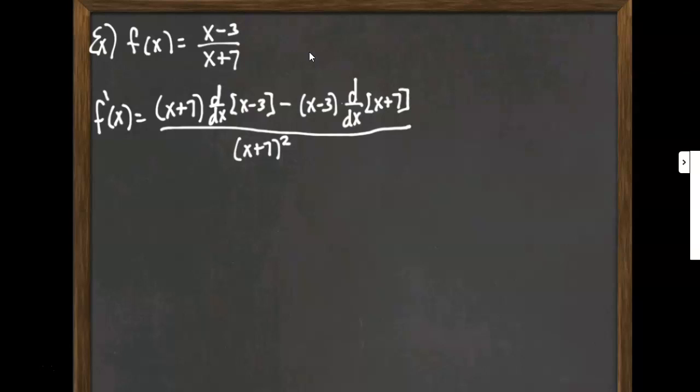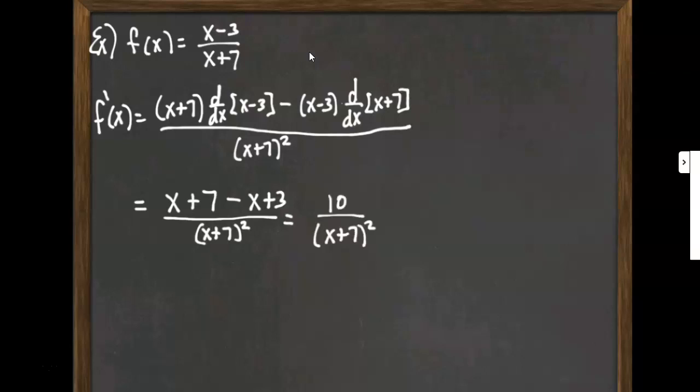So that's actually just going to be x plus 7 minus x minus 3 there on the top. And that bottom, I can just leave as x plus 7 squared. I don't have to go any further with that. We could multiply it out, but there's really no need to do so. And now, looking at what's left, we notice, hey, the x's cancel out. And we just have 7 plus 3, which is just 10 over x plus 7 quantity squared.